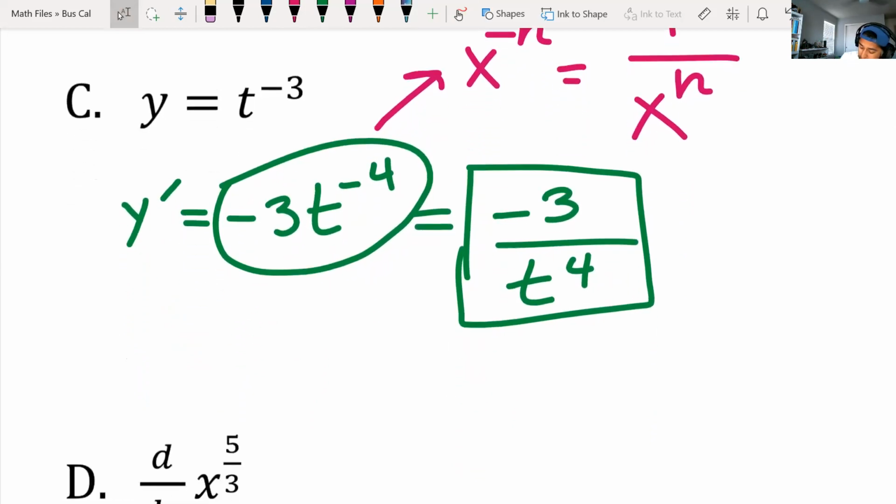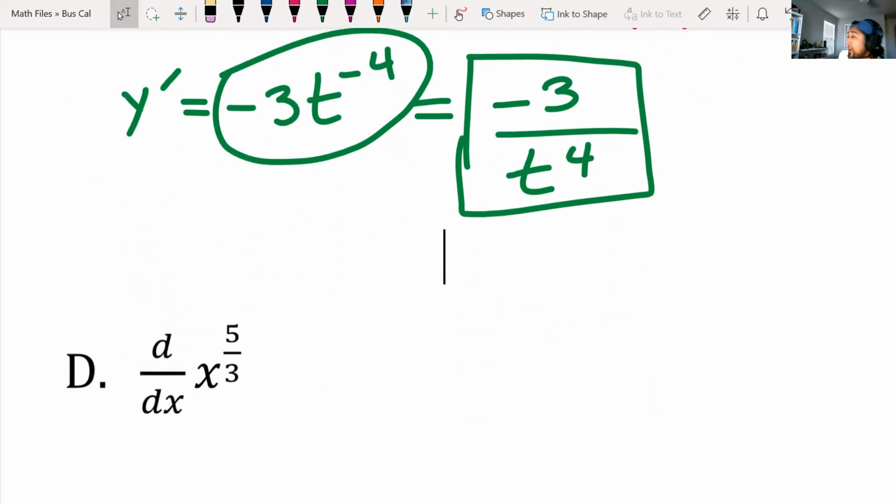All right. Next, d over dx of x to the 5/3. All this notation says is, hey, take the derivative with respect to x. So this just says flat out, take the derivative of x to the 5/3. That's what this notation says. So we do it again. And what number is coming down? Five thirds. Good. 5/3 times x.